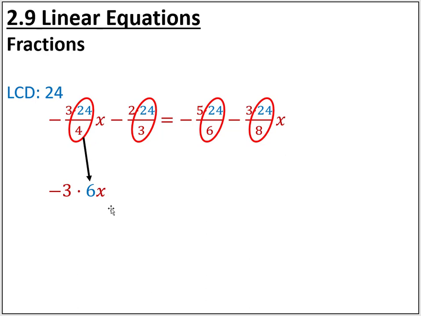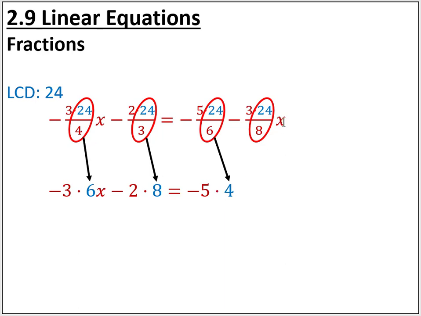Next, I'm going to bring down the minus and the 2 because we're not messing with that. And I'm going to do the same process as I did in the first fraction. I'm going to do 24 divided by 3, which will be 8, and I'm also bringing down the multiplication, so make sure you don't forget that. Next, I'm going to bring down the equal sign with the negative and the 5. And I'm going to do the same process as I did in the first fraction and the second fraction. I'm going to do 24 divided by 6, which is 4. And again, do not forget to bring down your multiplication sign.